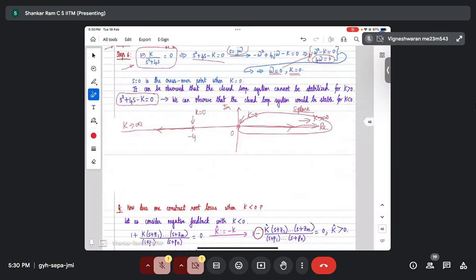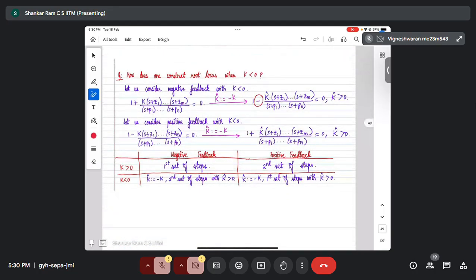Okay. So now let's figure out the complementary cases, right? You and I started off with the cases where K was positive, but what happens if K were negative? Then how do we construct the root locus with positive feedback and negative feedback? Let's look at it.